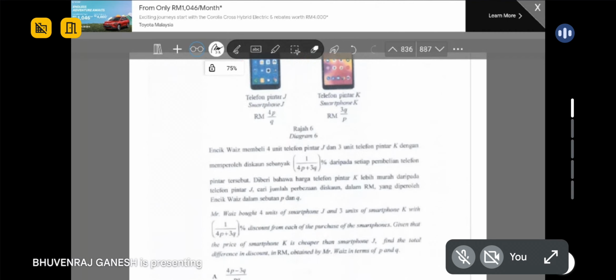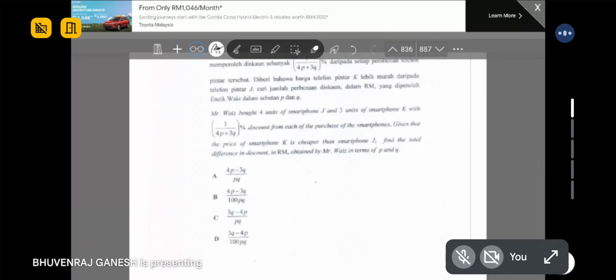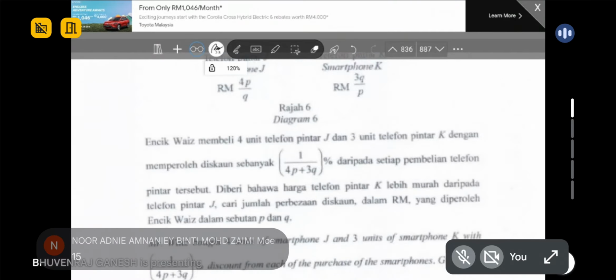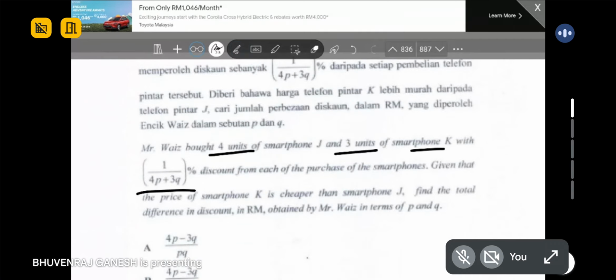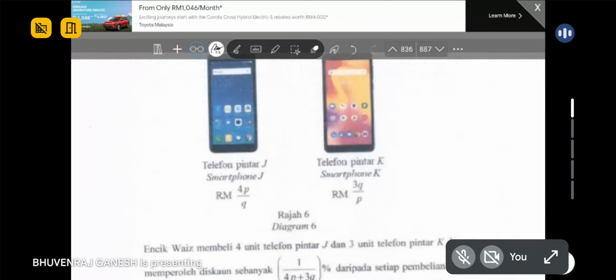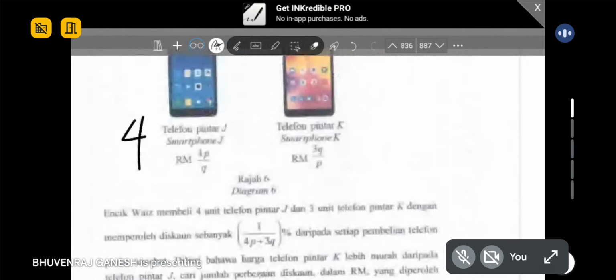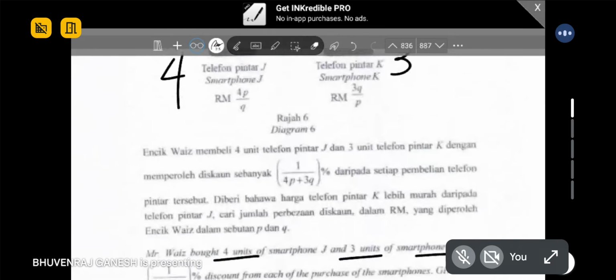Okay, so question 15. Anyone? 15 ada tak? Yes or no? Ana? Ada. 15, okay. So for 15, J and K. Okay, so dia kata 4 unit of J, 3 unit of K. 1 over 4P plus 3Q. Okay. Find the total difference in discount. Okay. So, dia kata ada 4J and also 3K. Okay, 4J and 3K. So, basically, 1 over 4P plus 3Q from each of the purchase.